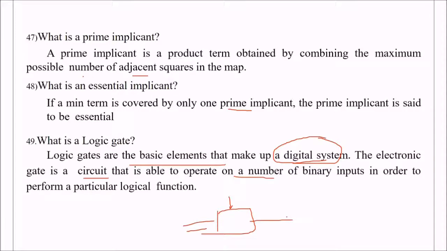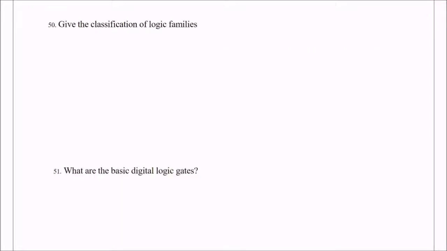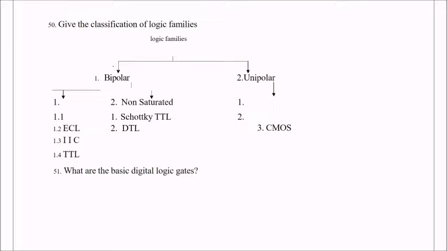So the result will be say 1 or 0 or something. Give the classification of logic families. So we start with the logic families. We can have bipolar or unipolar. In bipolar, you can have ECL, I2L, TTL, and in this you can have non-saturated. Unipolar you can have Schottky TTL, DTL, and CMOS.